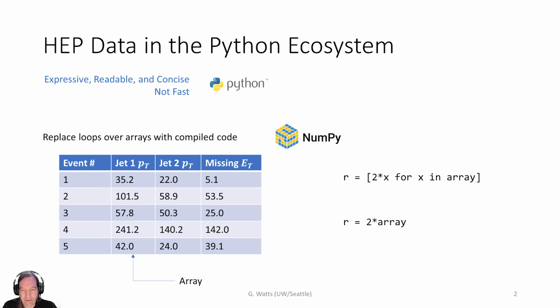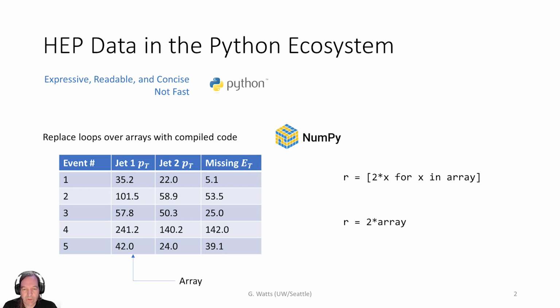However, it is not fast. This is because it is both dynamic and interpreted. The scientific Python ecosystem has addressed the speed issue with a library called NumPy. This library replaces loops over arrays with compiled code.